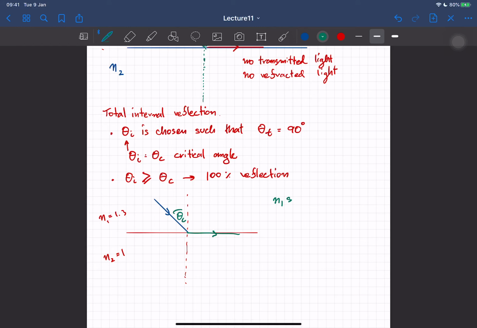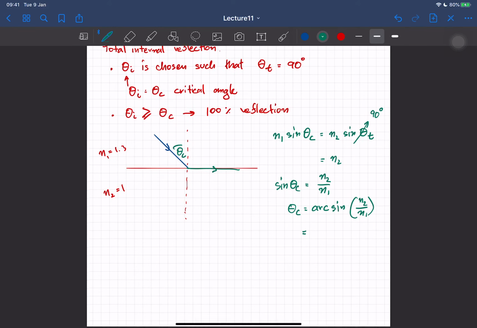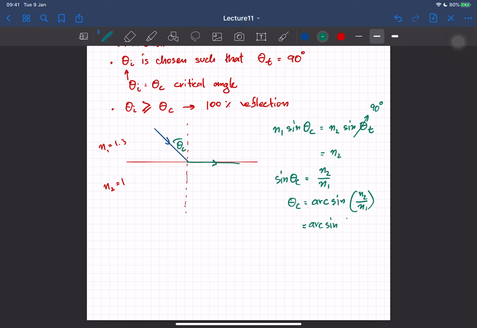So we have n1 sine of the critical angle equal to n2 sine of the transmitted angle, but the transmitted angle is 90 degrees and sine of 90 degrees is 1, so it's just n2. So sine of the critical angle is n2 divided by n1, so the critical angle is just inverse sine of n2 divided by n1. So in this particular case, n2 is 1, n1 is 1.3, so the critical angle is about 50.2 degrees. So we know the critical angle to be 50.2 degrees.